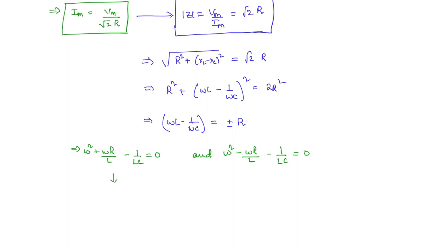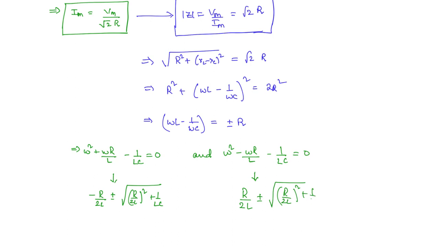So from this equation you will get the solution as minus R by L plus or minus root over R by L whole square plus 4 by LC, divided by 2. If you divide the entire expression by 2, then you are going to get minus R by 2L plus or minus root over R by 2L whole square plus 1 by LC. Similarly, from this equation you are going to get two solutions. What are they? R by 2L plus or minus root over R by 2L whole square plus 1 by LC.